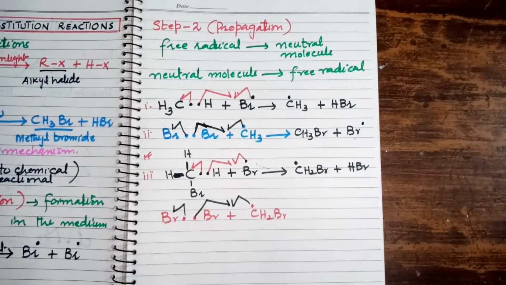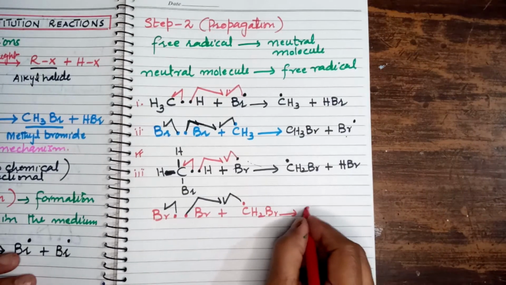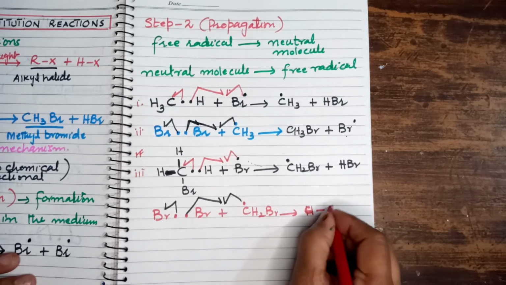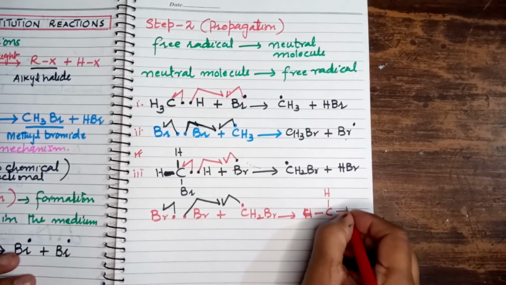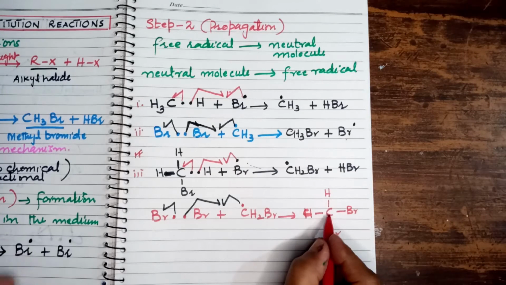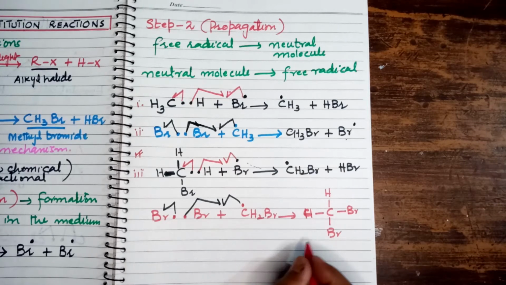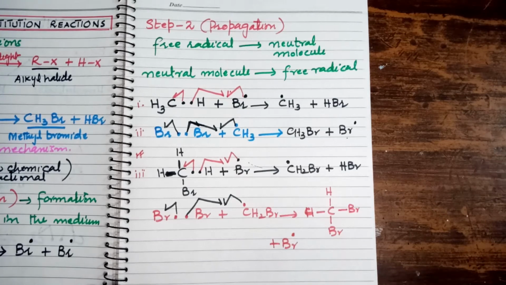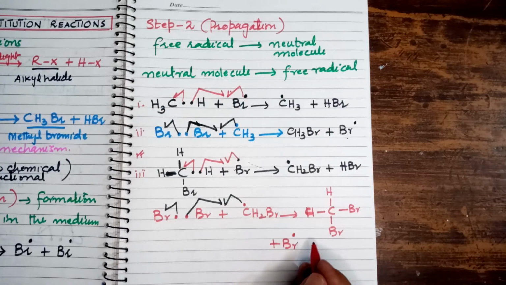And after the reaction we have with this carbon we have 2 hydrogen, right? And here we have one bromine, here we have another bromine. That is dibromomethane, dibromomethane, right? Plus bromine free radical. I hope you are understanding, students, right? Now let's see what is the next step.